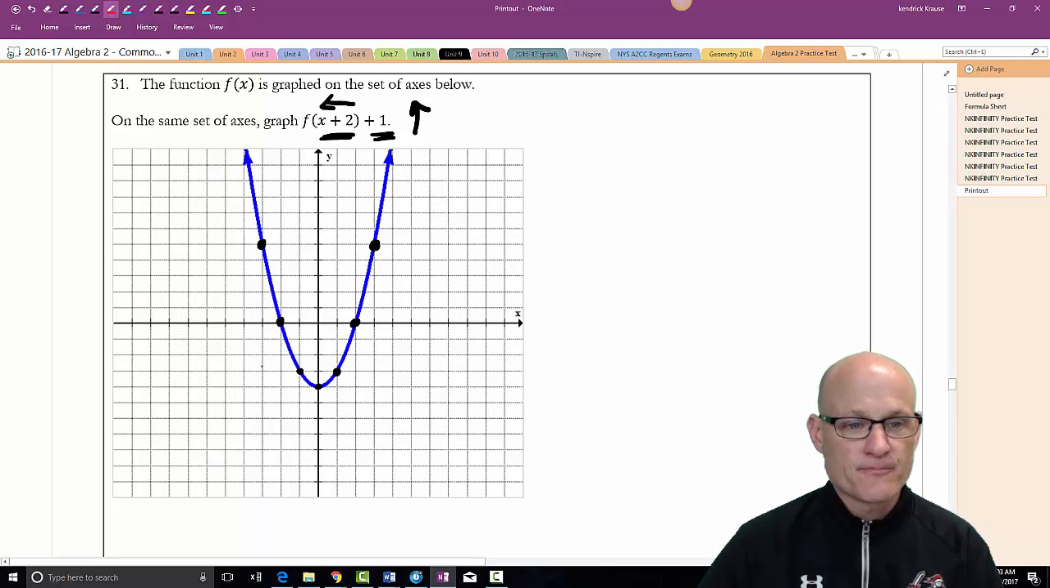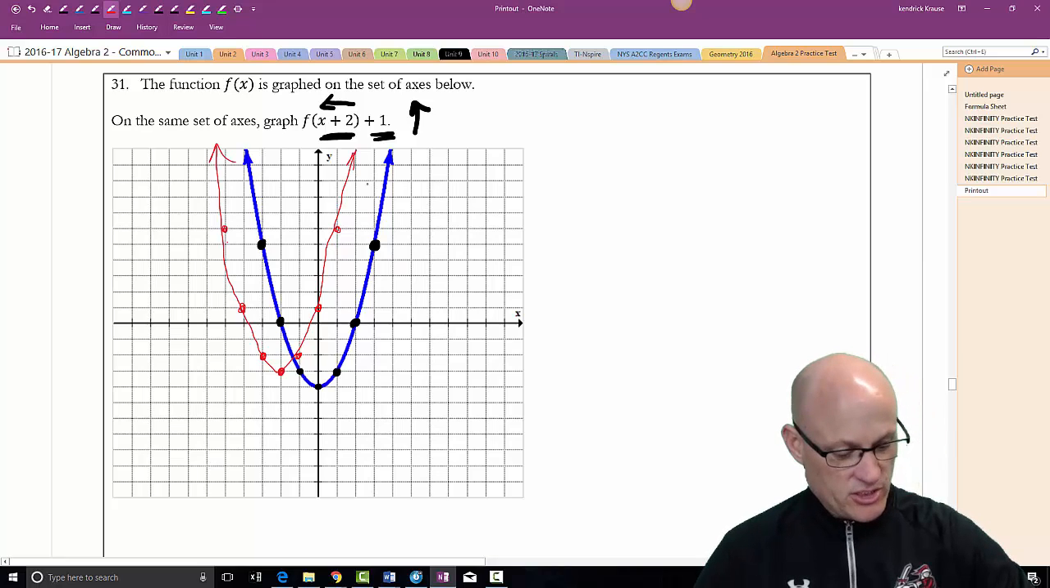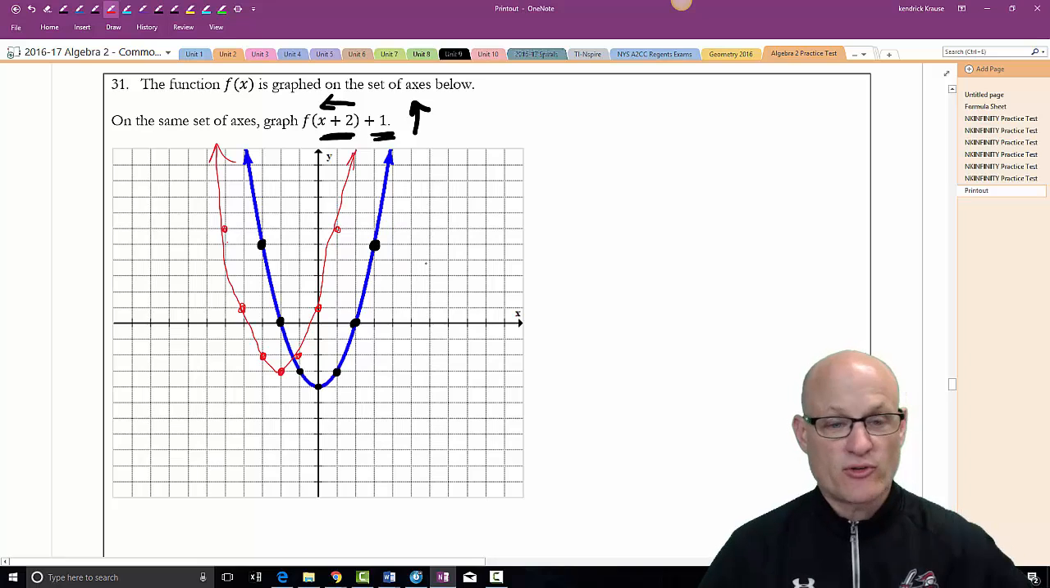Better pick a different color. Left 2, up 1. Left 2, up 1. Left 2, up 1. Close. That's it. That's all she wrote for that one. I don't know. That was kind of simple. Just a quick transformation.